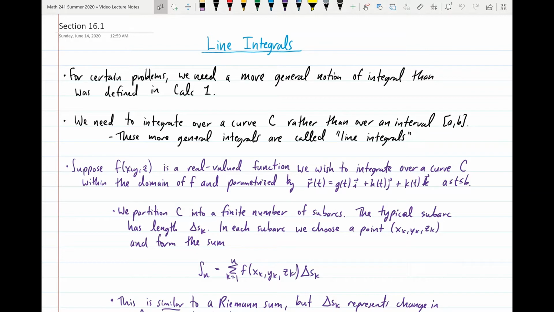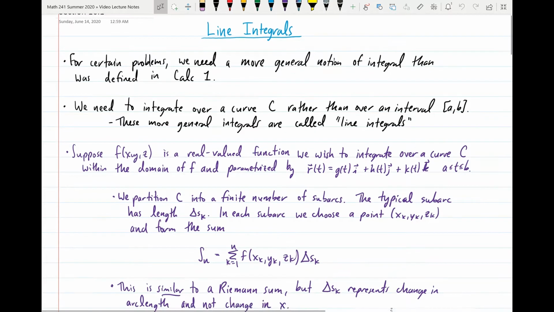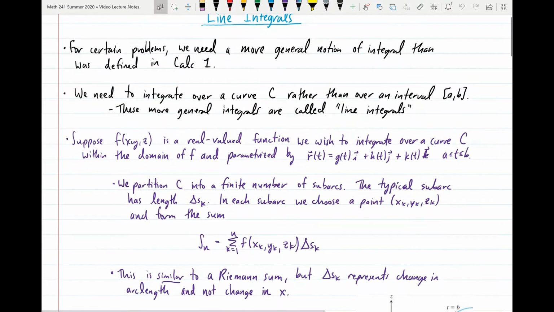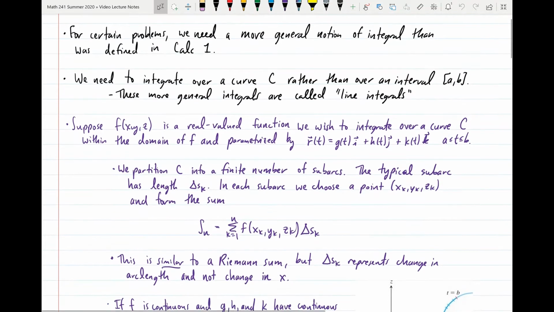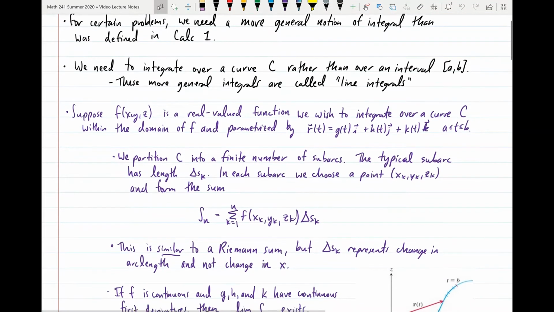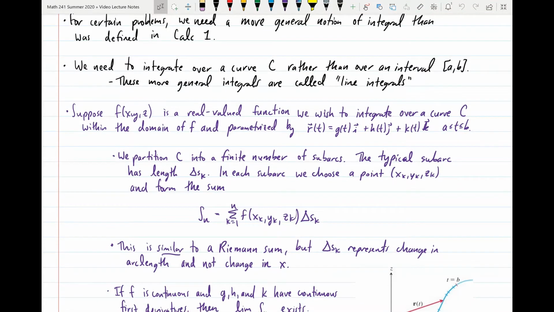So in this video we'll be covering section 16.1, the beginning of chapter 16, and we'll be covering line integrals. So for certain problems we need a more general notion of the integral than the integral that we defined in Calculus 1. And in these particular cases we need to integrate over a curve rather than over an interval from a to b, like we did in Calculus 1. And these more general integrals are called line integrals, and they're the subject for the video today.